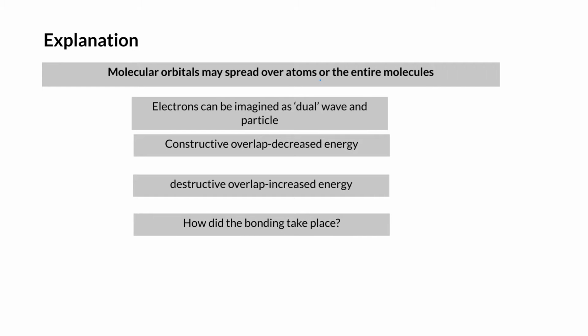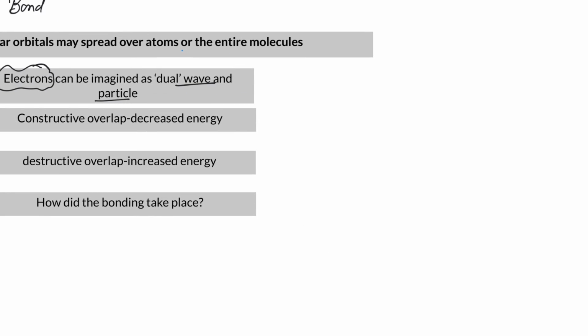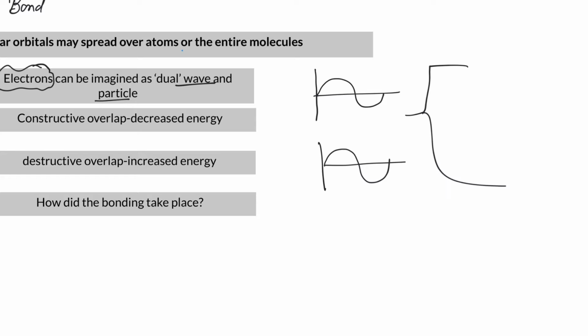Now, we know when atoms approach each other during bond formation, that approach changes the way the electrons are distributed, right? Now, electrons, being very small particles, can be imagined as a wave or a particle. It has a dual nature, right? So let's imagine the waves like two sine waves. Now, waves can interact in two possible ways.